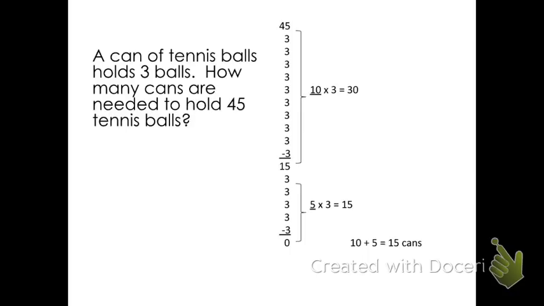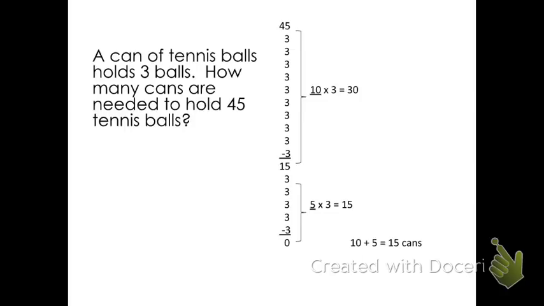So how many cans are needed to hold a total of 45 tennis balls? The total amount, my largest number in this problem, is going to be 45. So that is the number that I start with. Each one of the cans holds 3 tennis balls. So what I'm trying to determine is how many cans total I will end up with. To do that, you start with 45 and subtract until you get all the way down to 0.